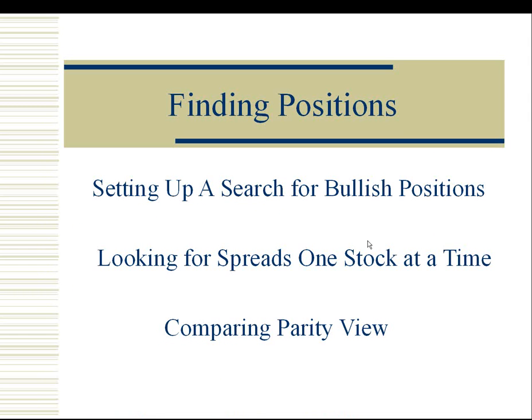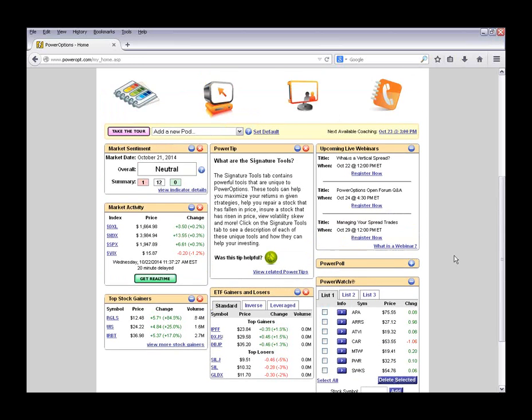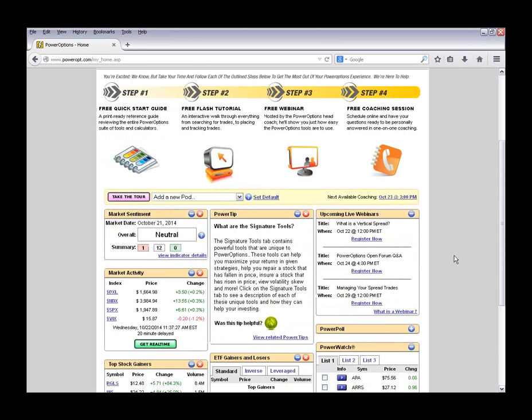So we're going to look for spreads one stock at a time, and I'm going to show you how to compare the parity view as well. Okay, so let's go ahead and switch screens, and we're going to take a look at the Power Options suite of tools. There we go. Okay, the screen's popping up.